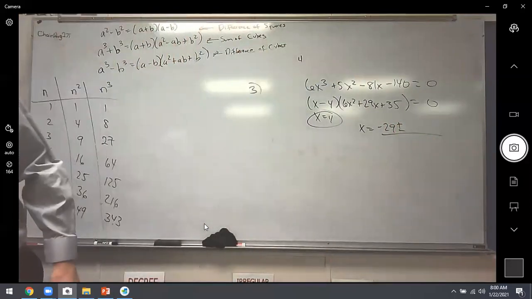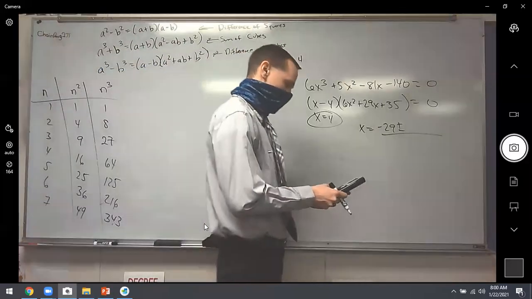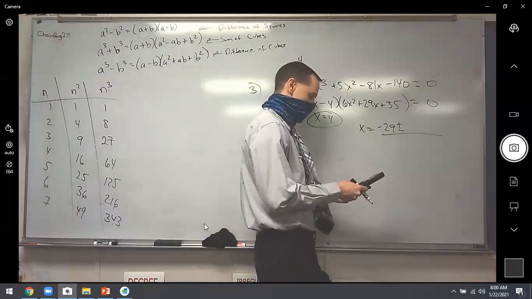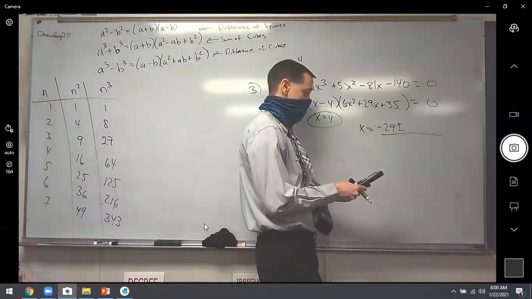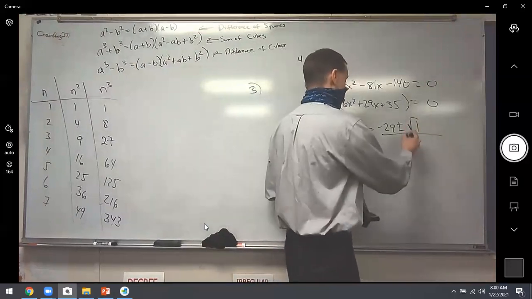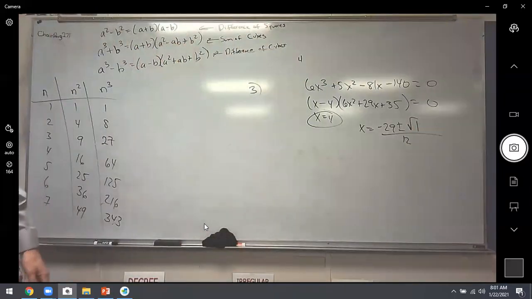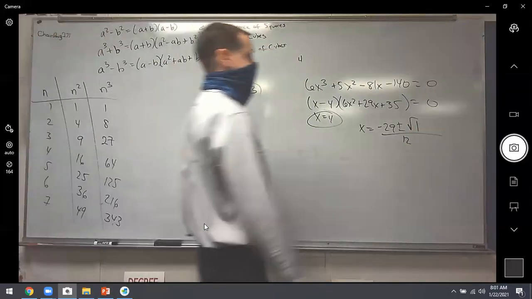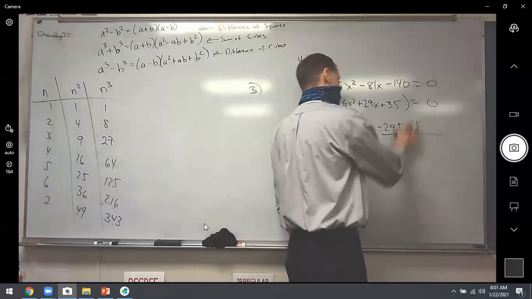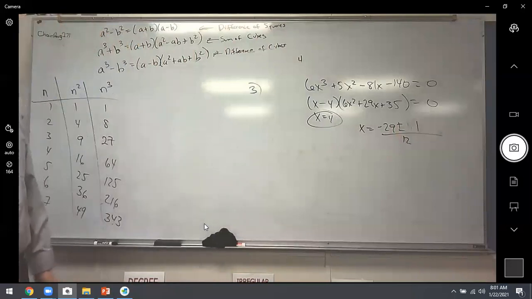So negative b, negative 29, plus or minus, I'll just do the whole discriminant at once. B squared, 29 squared, minus 4 times a, which is 6, times c, which is 35, is 1. That's nice. Okay, so the whole discriminant turns out to be 1. Wonderful. And the square root of 1 is just 1. Really no reason to write square root of 1 right there. So we got negative 29 plus or minus 1 over 12.